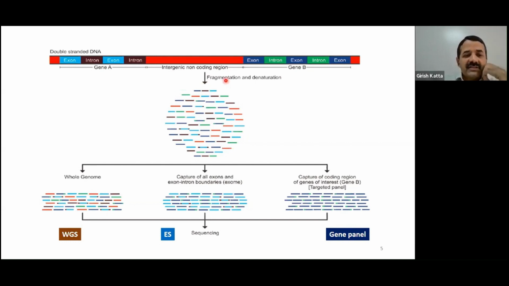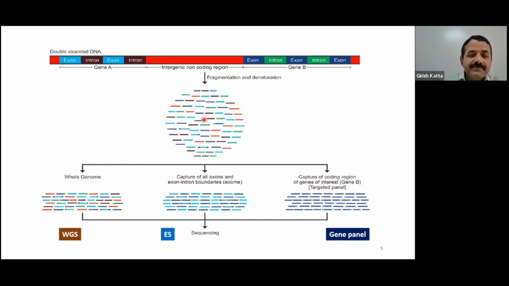What we do in next generation sequencing is we fragment this entire genomic DNA into several pieces which contain exons as well as introns and intergenic regions. If you sequence this directly by the new technology, that is next generation sequencing technology, that is whole genome sequencing. You take the fragments and sequence all of them several times. I will give you the details in my next slide.